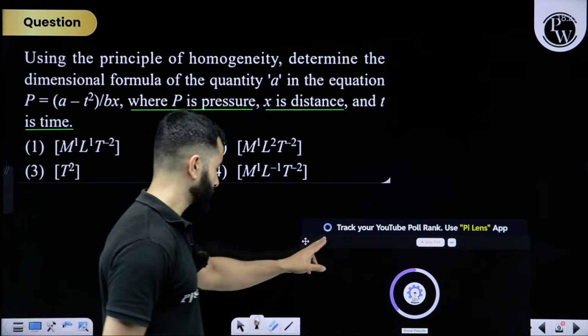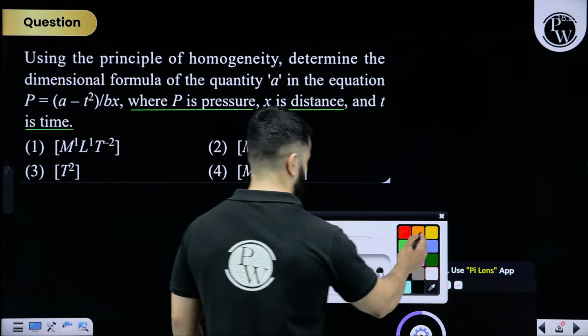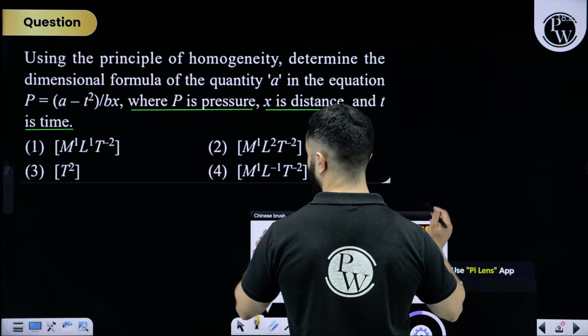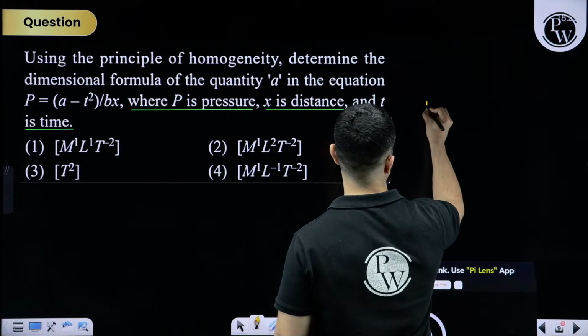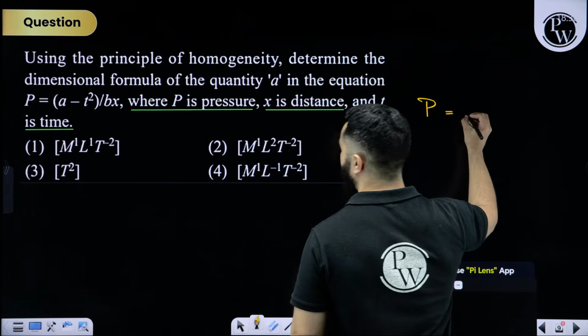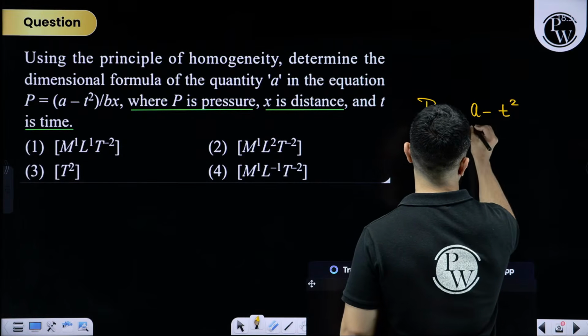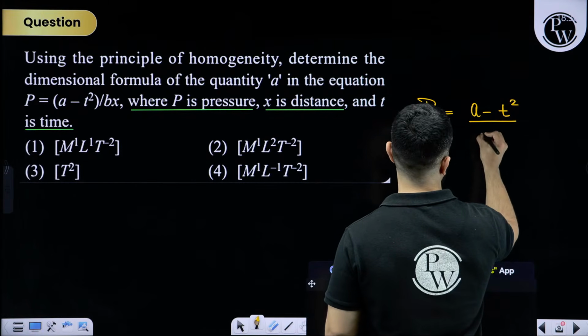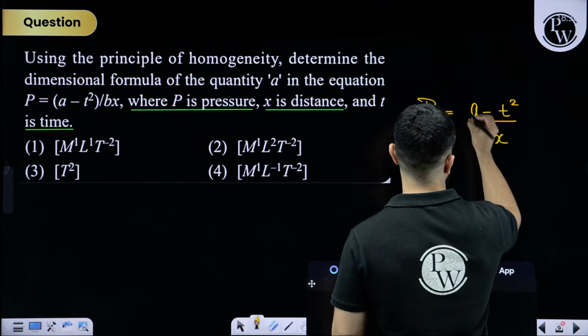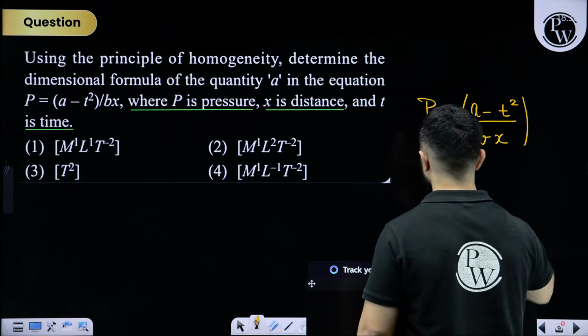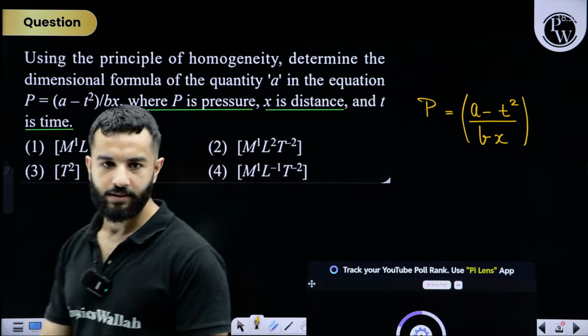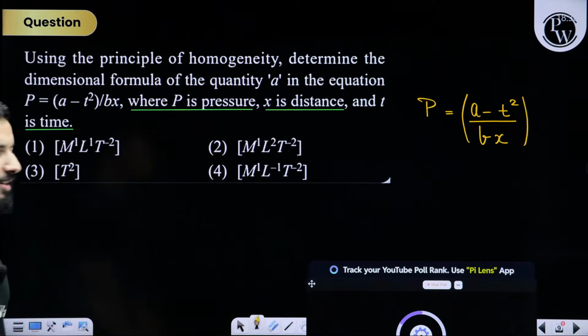Very good. Very, very good. My dear friends, we have got something like pressure equals A minus T square, whole divided by B multiplied by X. Fine. Great. Thank you.